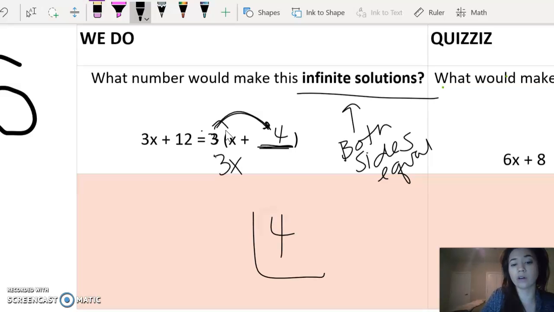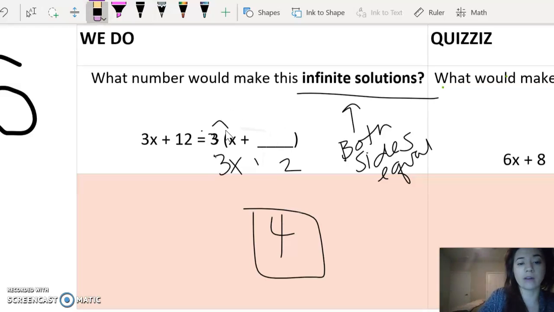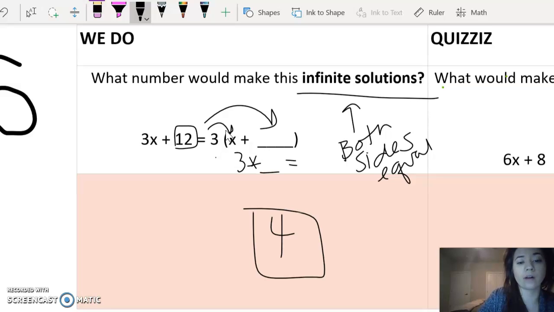So 4 is what would make this have infinite number of solutions, because now we have 3 times 4 is 12. So again, when we're doing this kind of problem, you need to ask yourself 3 times what is going to give you that 12 that you need, and that is your answer.